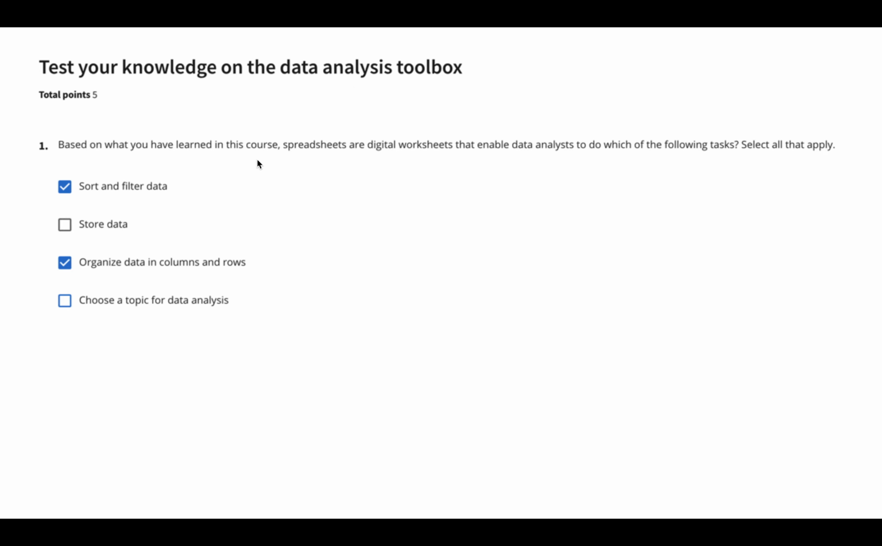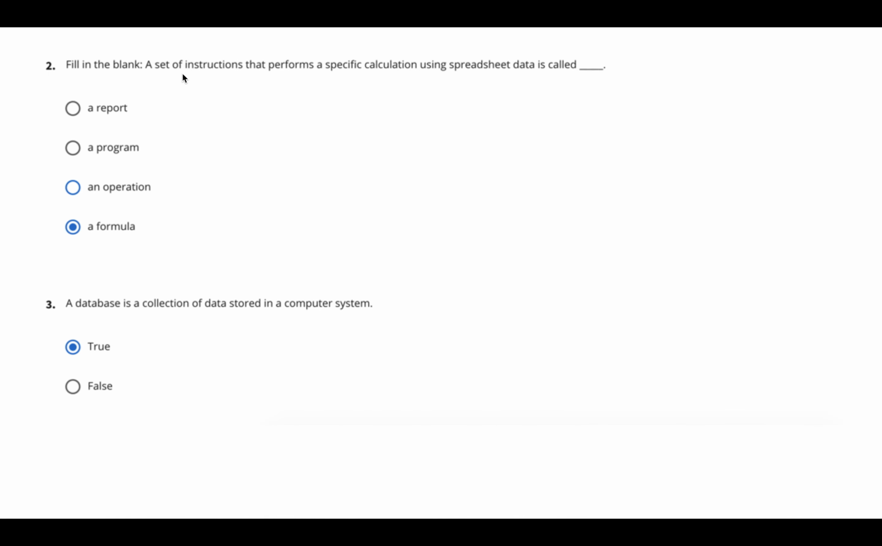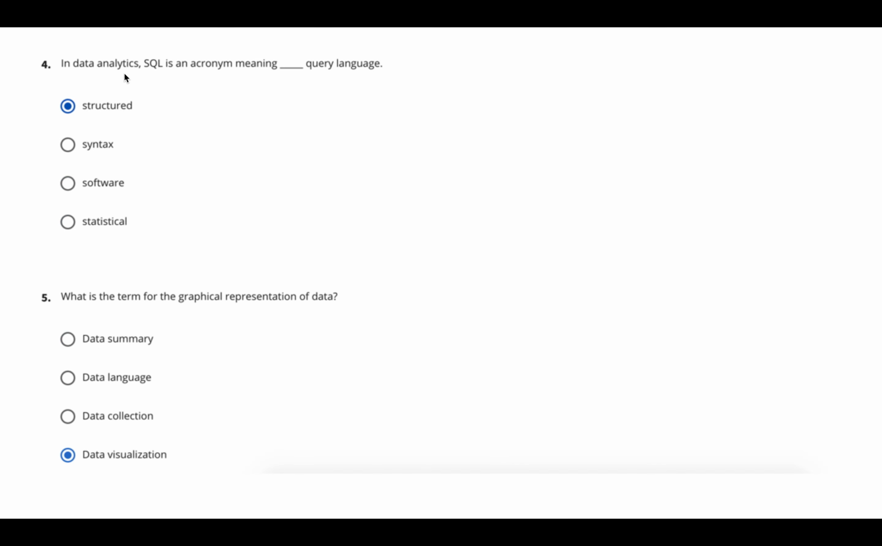All right. Test your knowledge on the data analysis toolbox. Number 1, based on what you have learned in this course, spreadsheets are digital worksheets that enable data analysts to do which of the following tasks? Select all that apply. I select sort and filter data, and organize data in columns and rows. Number 2, a set of instructions that performs a specific calculation using spreadsheet data is called a formula. Number 3, a database is a collection of data stored in a computer system. True. Number 4, in data analytics, SQL is an acronym meaning structured query language. Number 5, what is the term for the graphical representation of data? It is called data visualization.